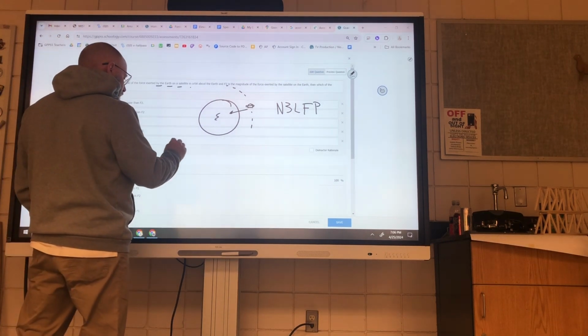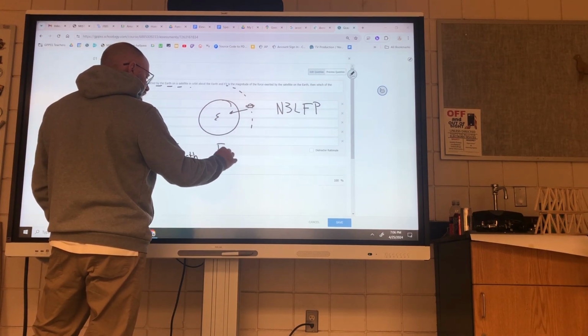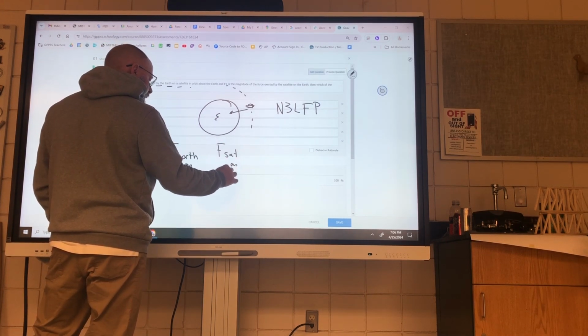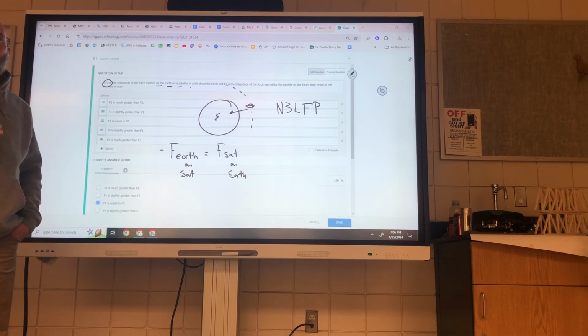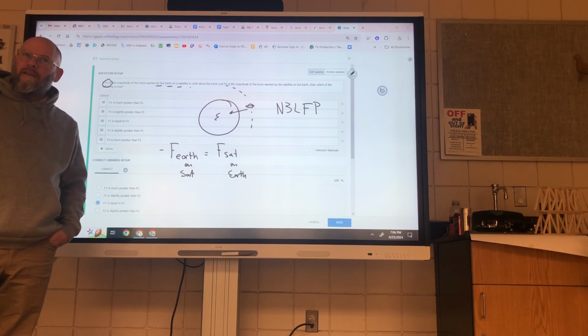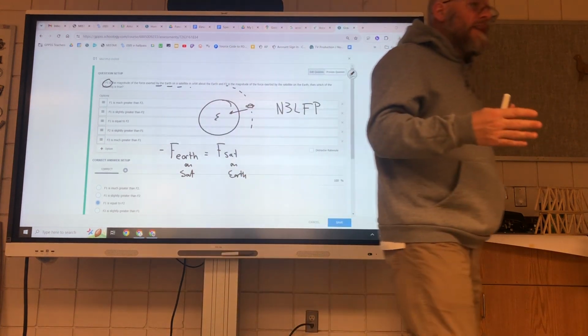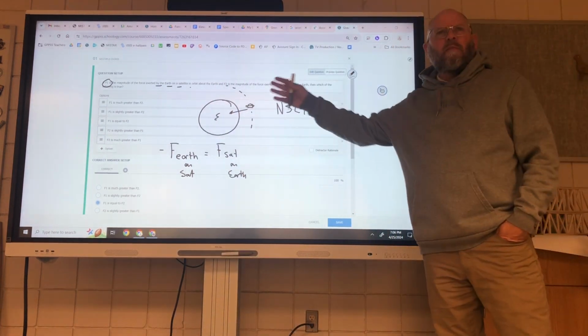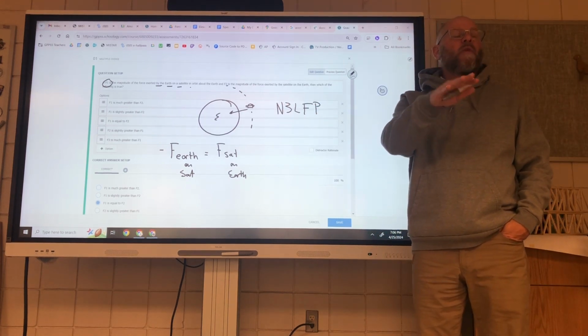Okay, so the force of the Earth on the satellite and the force of the satellite on the Earth. What has to be true about those? They have to be equal. Equal in strength, opposite in direction, and act on the other object. Right? Now, but here's the deal. We're tricked into thinking, oh, well, the force on the Earth is much bigger, right? Because the satellite is so small. But we're going to see in a moment why they're the same.